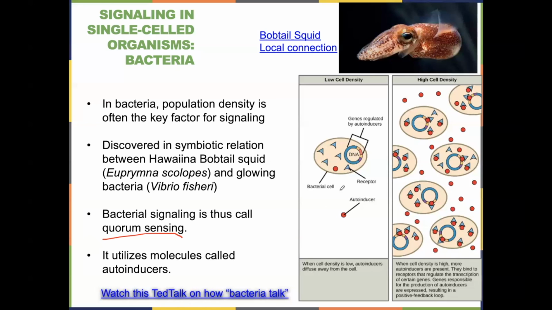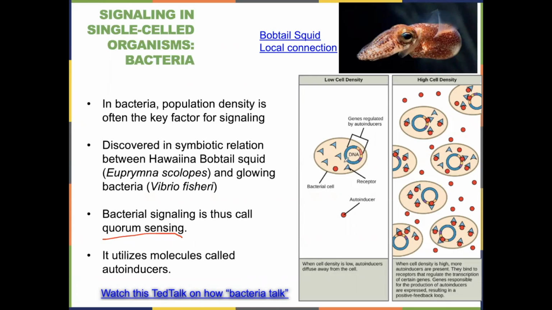Now, if this cell is all by itself, it's going to make some autoinducer and release that into the environment, but this autoinducer will quickly diffuse away. So this bacteria cell then knows that it's all by itself if it doesn't see too much of this autoinducer in the environment. If, however, this environment is crowded with many bacteria that are all producing this autoinducer, then the bacteria will detect its presence here and know that it is in a group of friends, so to speak. And when that occurs, it will change its behavior in some way.